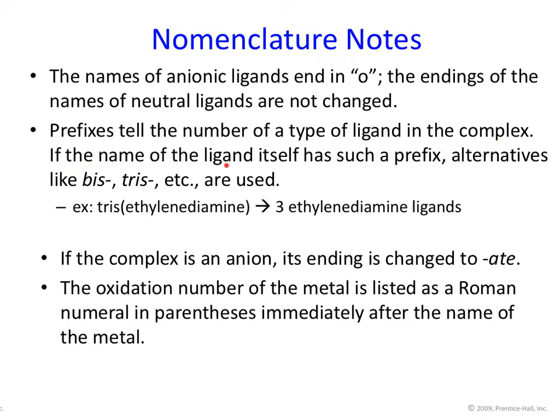Prefixes tell the number of a type of ligand in the complex. If the name of the ligand itself has such a prefix, alternatives are used. And this is our example. So tris ethylene diamine means we've got 3 ethylene diamine ligands. If the complex is an anion, its ending is changed to ate, right? So ferrate, cuprate, etc. The oxidation number of the metal is listed as a Roman numeral in parentheses immediately after the name of the metal.